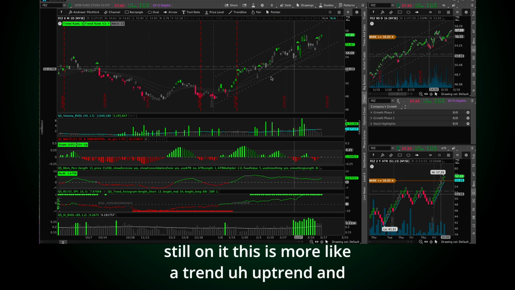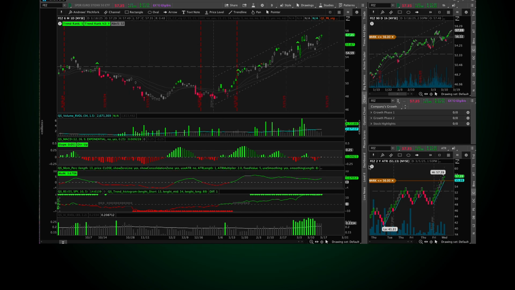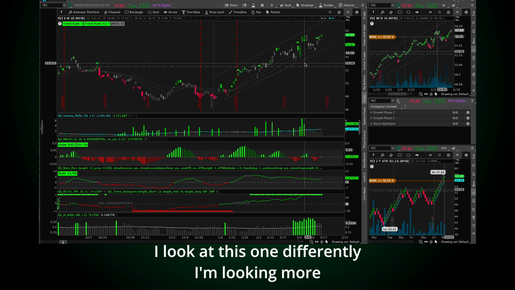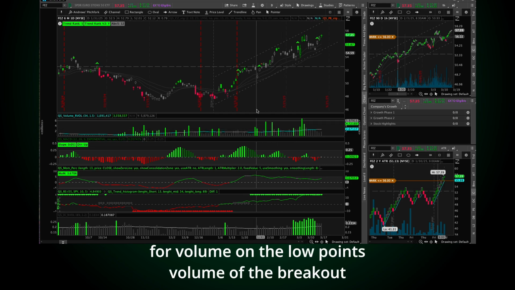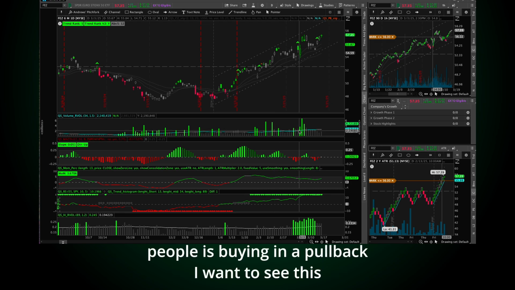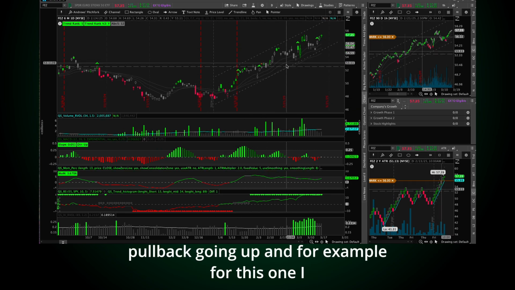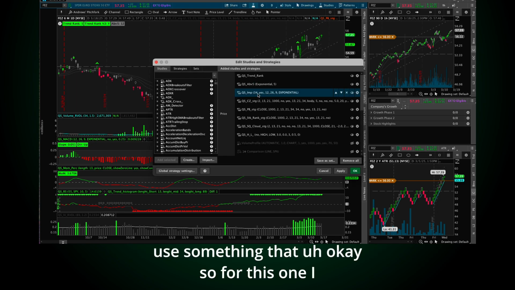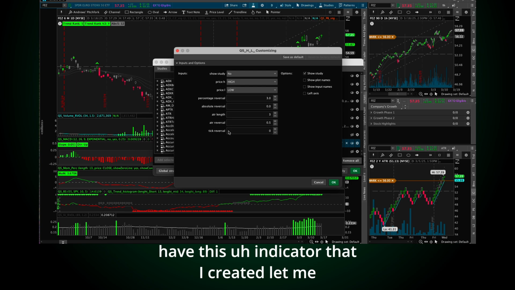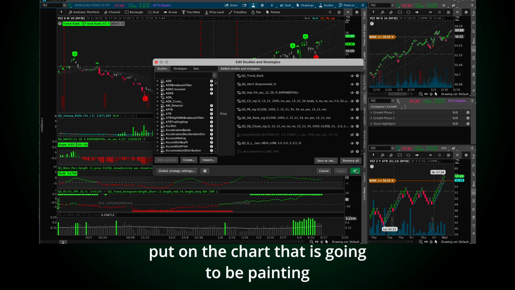This is more like a trend, uptrend, and I look at this one differently. I'm looking more for volume on the low points, volume on the breakout. People are buying in a pullback. I want to see this pullback going up. And for this one, I have this indicator that I created. Let me put it in the chart.